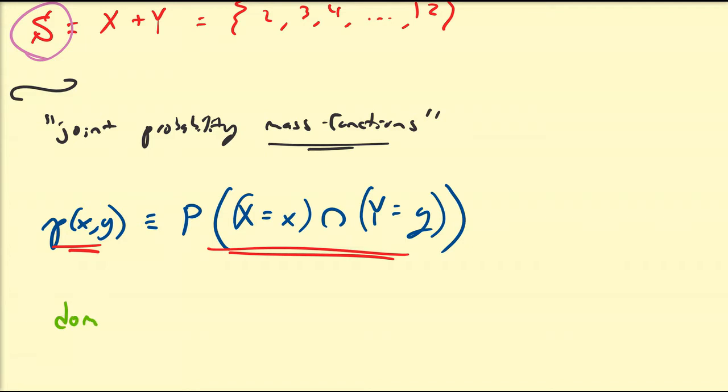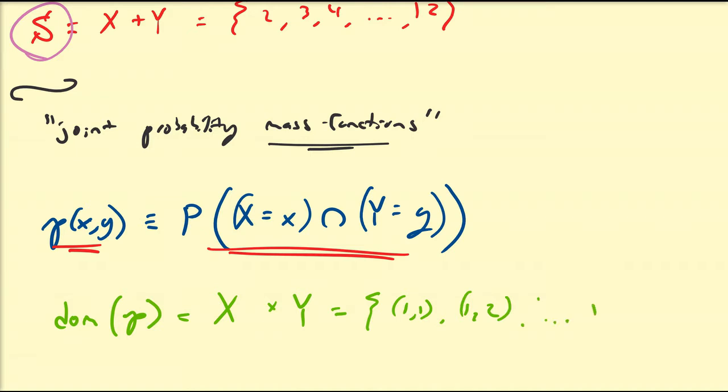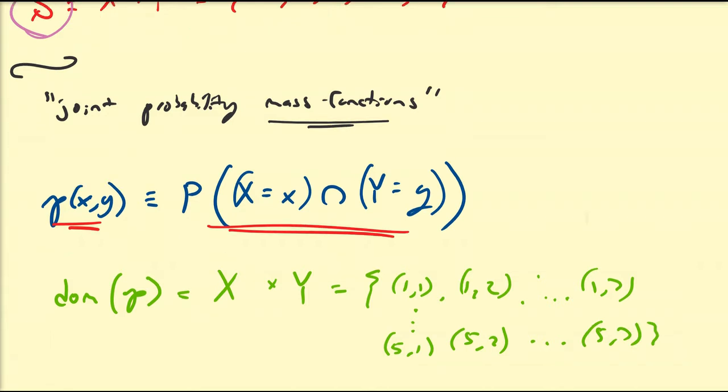So the domain of this joint probability mass function, of course, is going to be the Cartesian product of X cross Y. So if we use the example above, it's going to be the set of all pairs of numbers, say (1,1), (1,2), all the way down to (1,7), and we continue this all the way down to (5,1), (5,2), all the way down to (5,7). So it's the set of ordered pairs where the first element comes from X and the second one comes from Y.